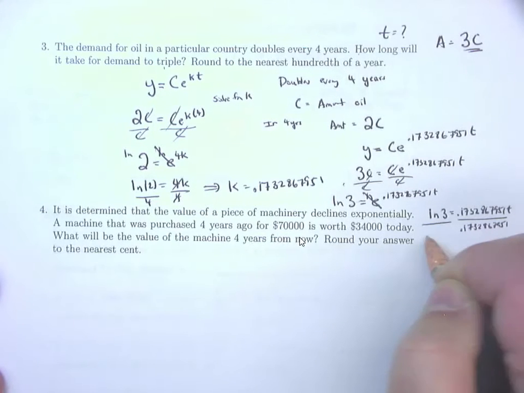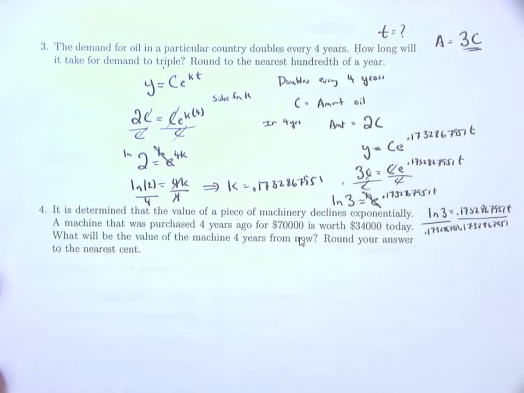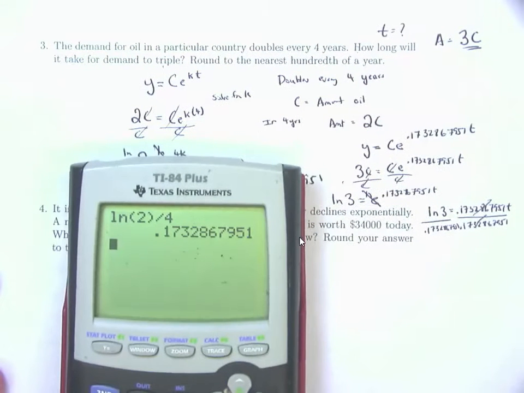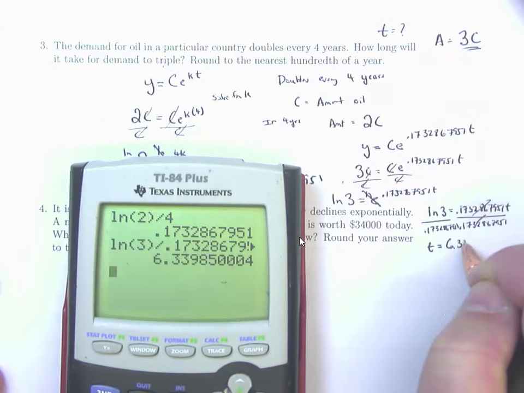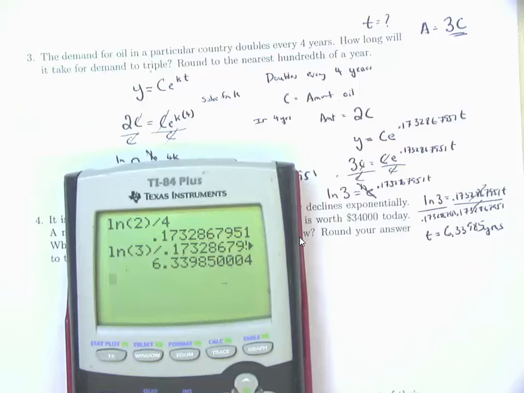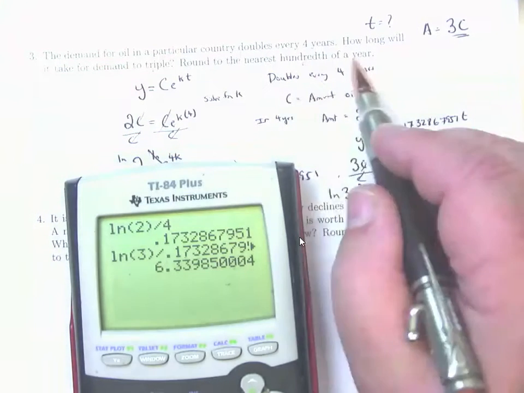0.173286795.1 on both sides. And so I'm going to stick this on my calculator. It is the natural log of 3 divided by 0.173286795.1, I got t to be equal to 6.33985 years. I didn't write all the decimals out because what do they want me to do? They wanted me to round this to the nearest hundredth of a year.